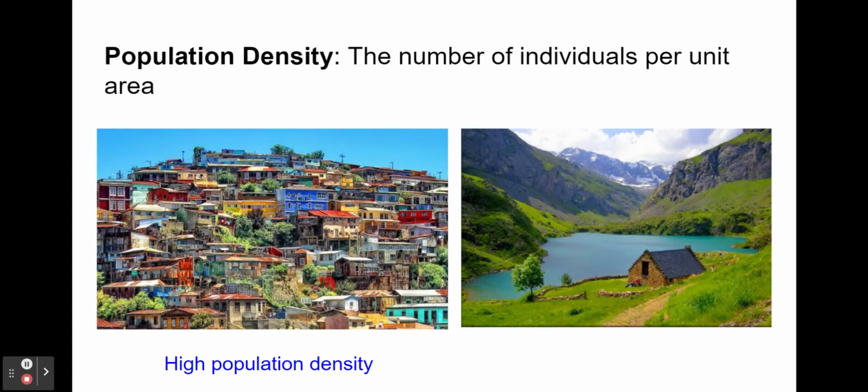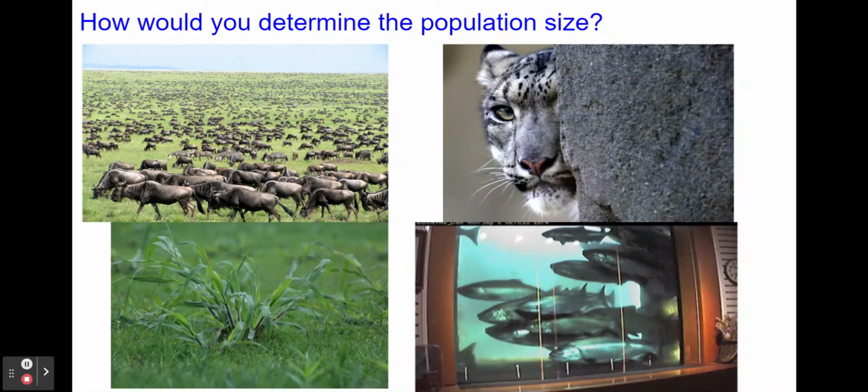It's a pretty similar space that you can see in both pictures. But on the right, we have far fewer humans in that same area. So this is our low population density. And we'll return to this concept a little later. For now, just remind yourself of what population density means. This is what you did earlier.